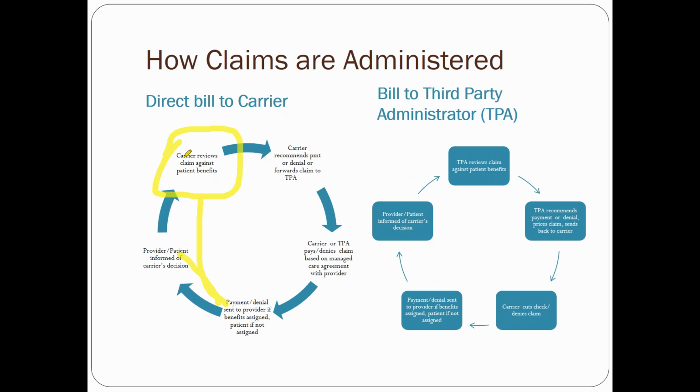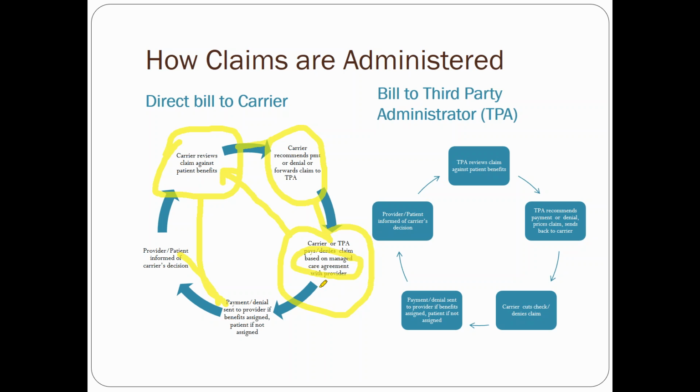But if the claim is paid, then the carrier will either recommend payment or denial, and if there is a TPA involved, they will forward that claim to the third-party administrator, okay? If not, then either the carrier or the TPA will then pay or deny the claim based on two things: the patient benefits, okay, what is allowed under their coverage, and the managed care agreement with the provider, okay?